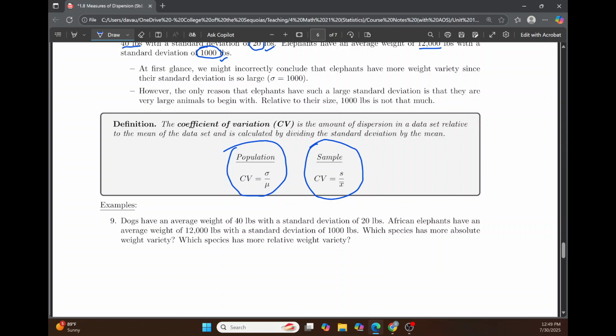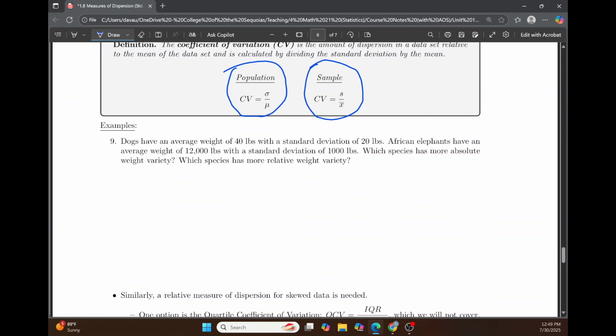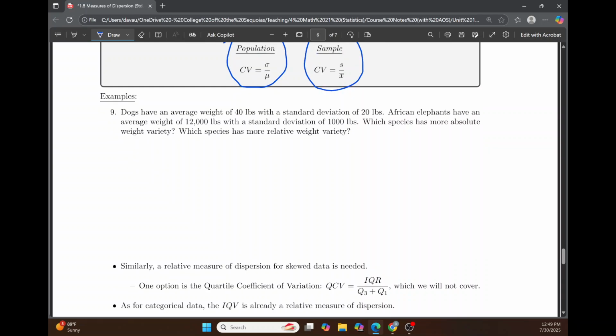So let's look at this example. Dogs have an average weight of 40 pounds with a standard deviation of 20 pounds. African elephants have an average weight of 12,000 pounds with a standard deviation of 1,000 pounds. Which species has more absolute weight variety, and which species has more relative weight variety? Well, African elephants clearly have more absolute weight variety. Just in absolute terms, 1,000 is more than 20. But relative to their average size, which species has more relative weight variety? For that, we'd have to calculate the CV.